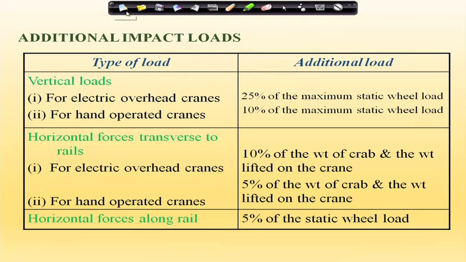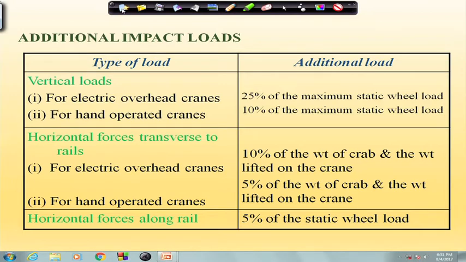Now, the impact load. The code provision says that for vertical load, when it is an electric overhead crane, then 25% of the maximum static wheel load will be added. So, the additional load, how much percentage will be added, has been given here. In the case of an electric overhead crane, 25% of the maximum static load will be added, whereas for hand operated cranes it will be 10% of the maximum static load, right.